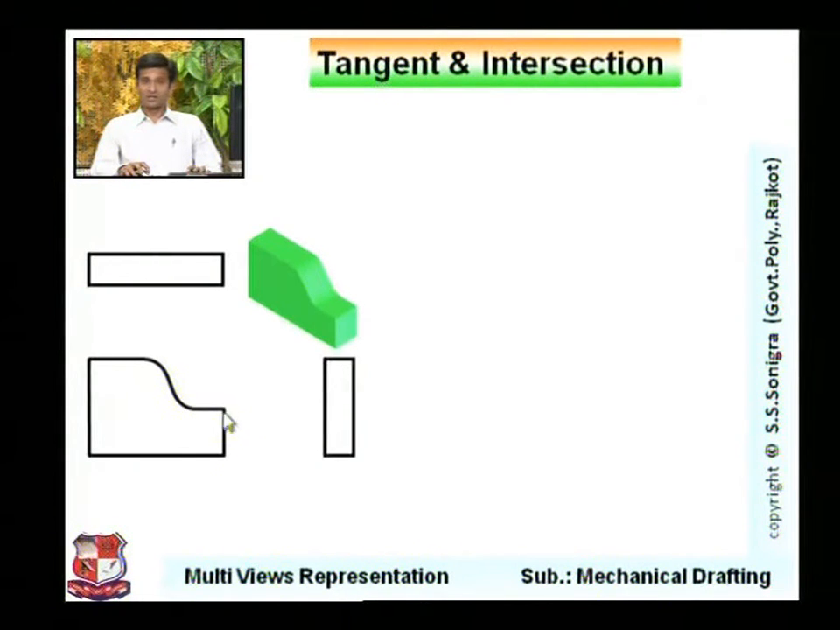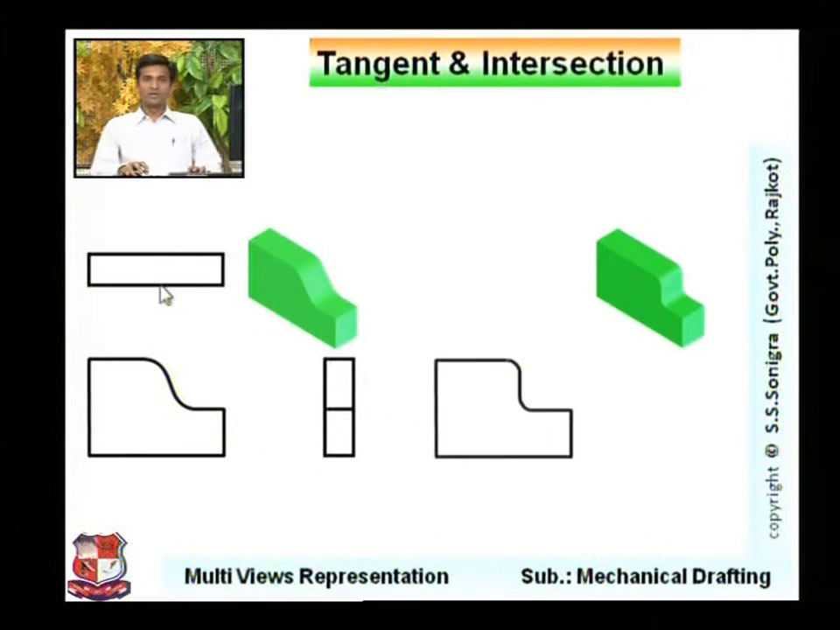But yes, here corner is there, right? To represent this corner, we have to use a line over here, like this. Tangent, tangent. Here also tangent, and here is intersect. So this would be line. One line only would be there. Only in this view, here line will not be there.